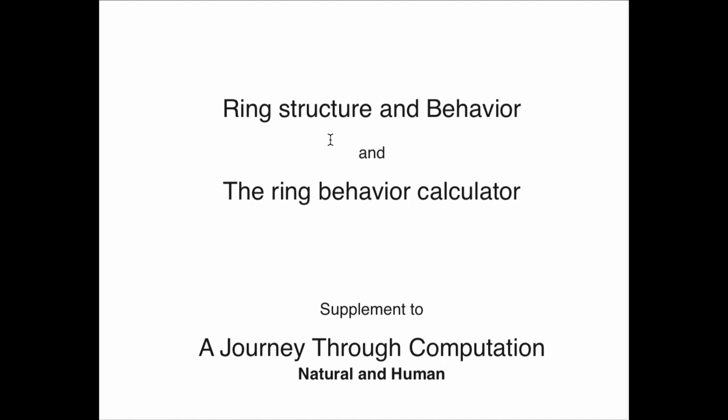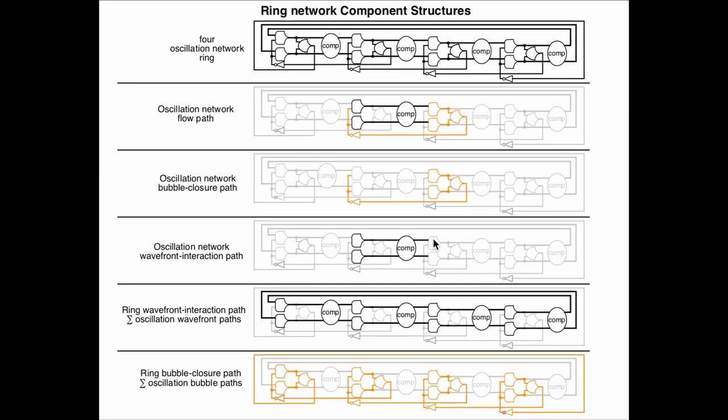This is a video about the structure and behavior of a ring and about the ring behavior calculator. It is a supplement to A Journey Through Computation, Natural and Human. Now, the ring that we're going to talk about is a ring of 4 linked oscillation networks, each with a computation in it.